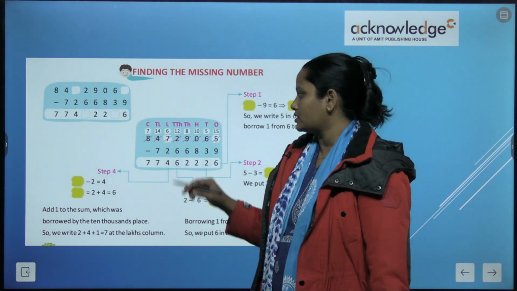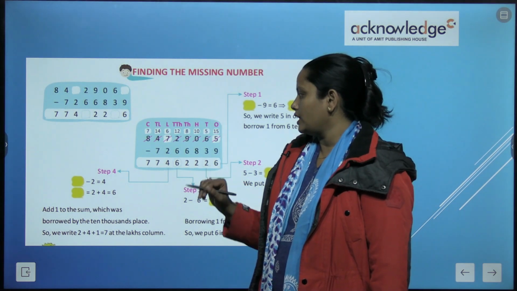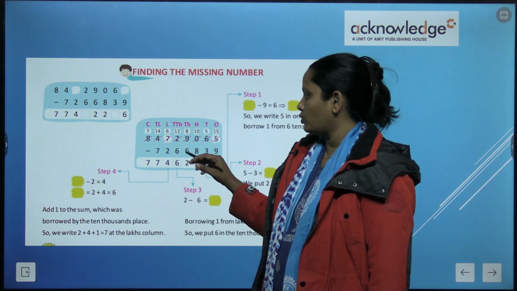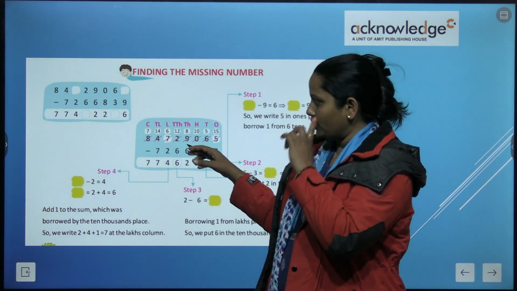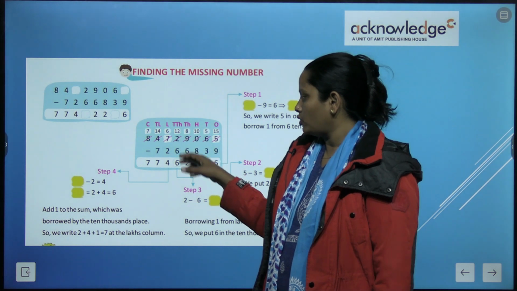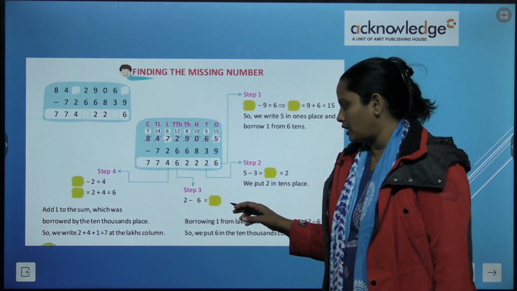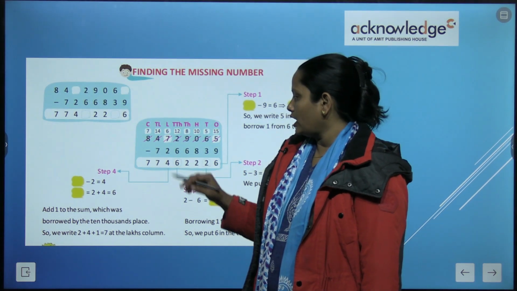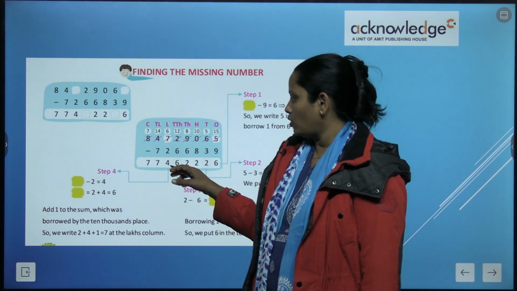2 में से 6 नहीं कट कर सकते, तो ऐसा कौन सा नंबर लेंगे जो इसे 1 बोरो करे, जिससे ये 1 बोरो कर सकता है. So पहले चलिए 1 बोरो करके हम कंप्लीट कर लेते हैं. Now यहाँ पे 2 था, एक नंबर बोरो भी किया है. कौन सा ऐसा नंबर है?